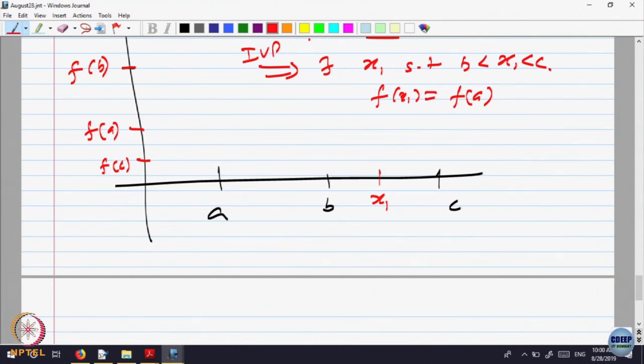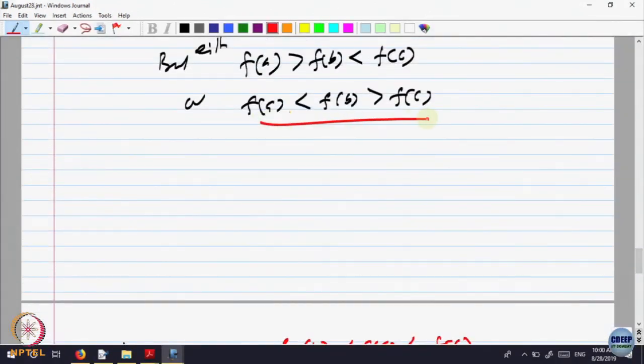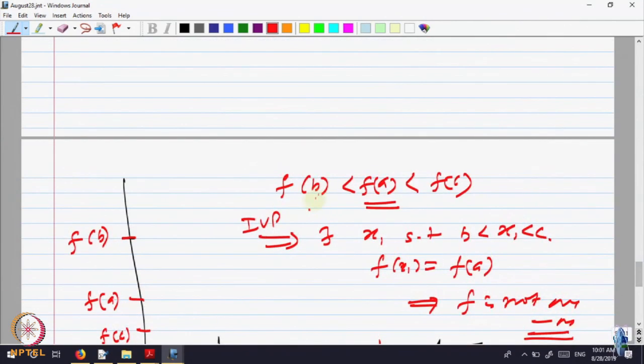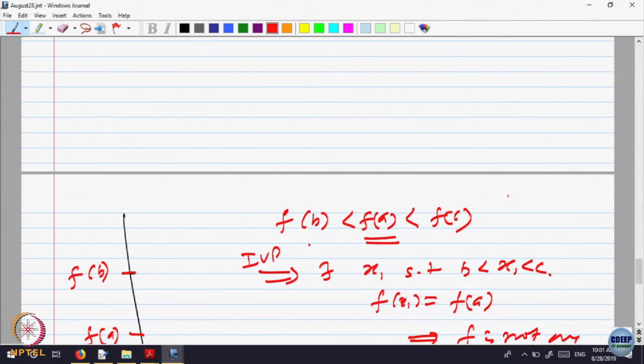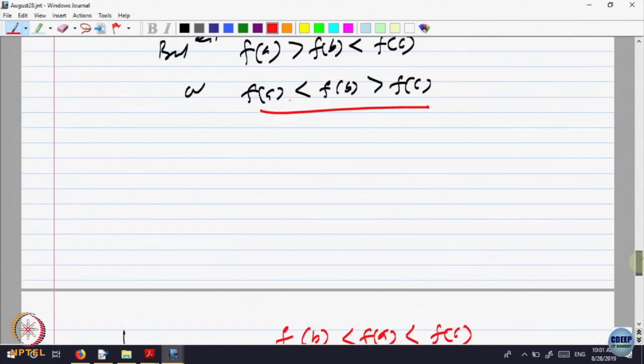If f of c was up and f of a was down, then we would have said the value is taken somewhere else also between the points, and again there will be a contradiction. So this implies f is not 1-1. We analyzed this case with the property that f of b is bigger than f of a, so we specialized it; one of the cases is this. If it is the other way around, a and c, then again there will be a contradiction. Similarly, you can analyze this one also.